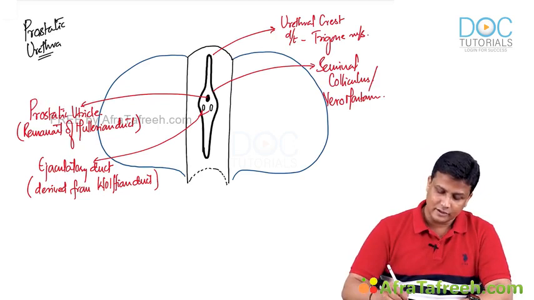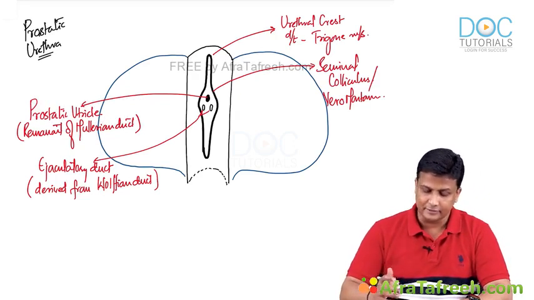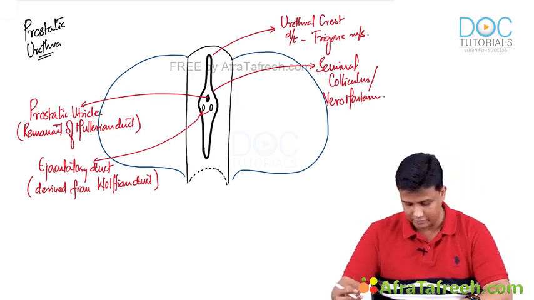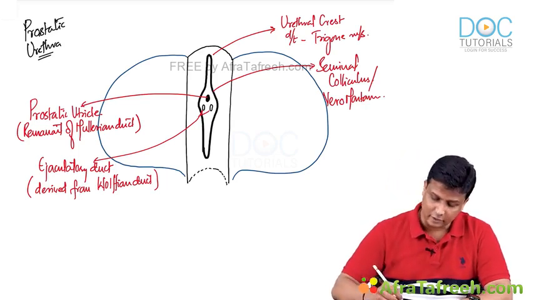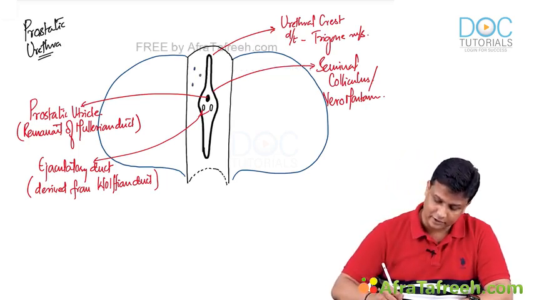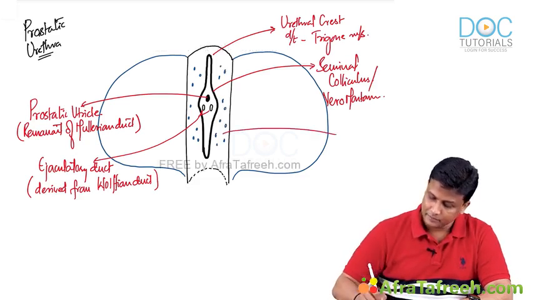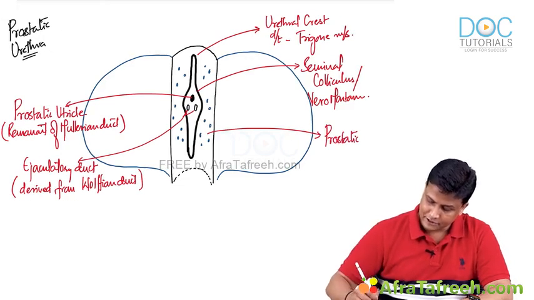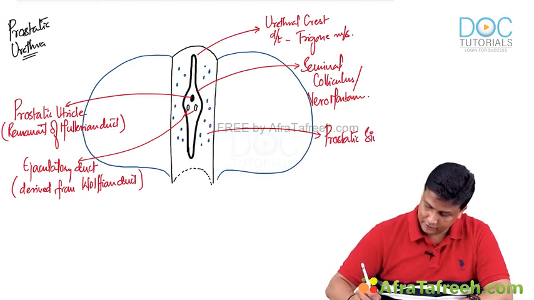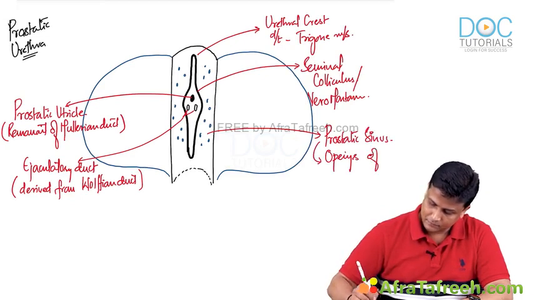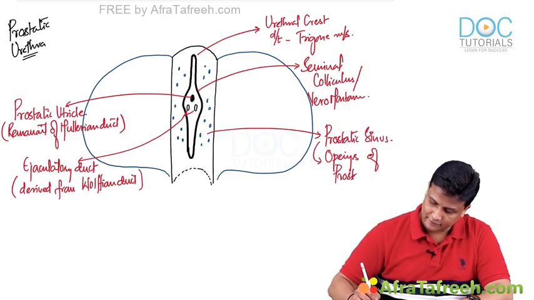Apart from that, the space you can appreciate on either side here is referred to as the prostatic sinus. In the prostatic sinus you will find many openings, and these are the openings of the prostate gland. So first, let me write down the name of this space. This space is the prostatic sinus, and there you can appreciate the openings of the prostate gland itself.